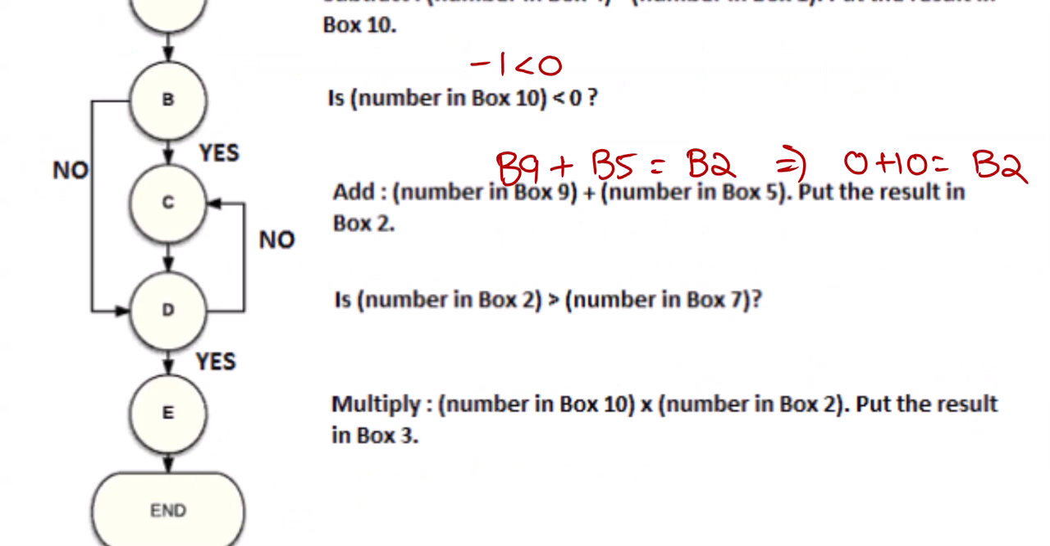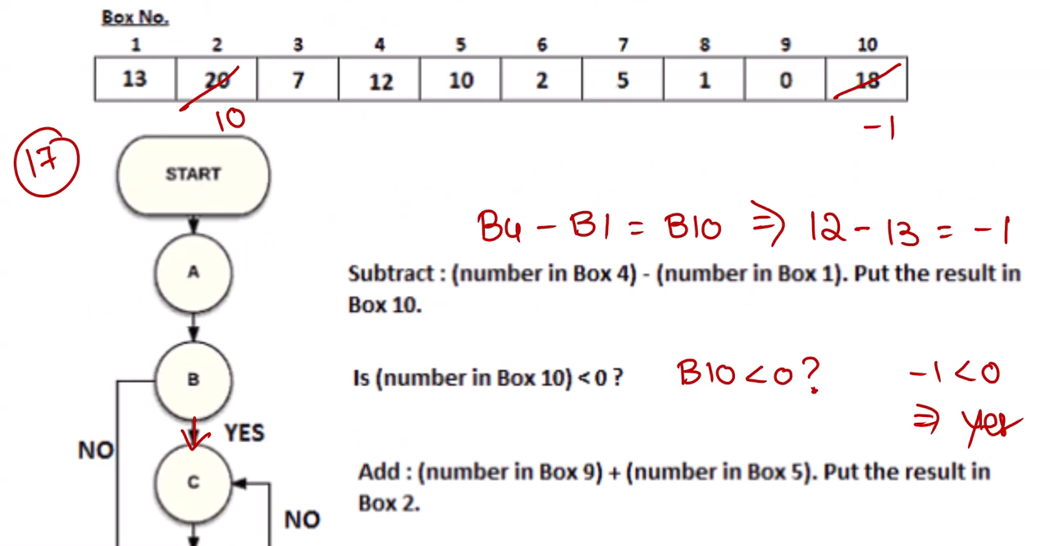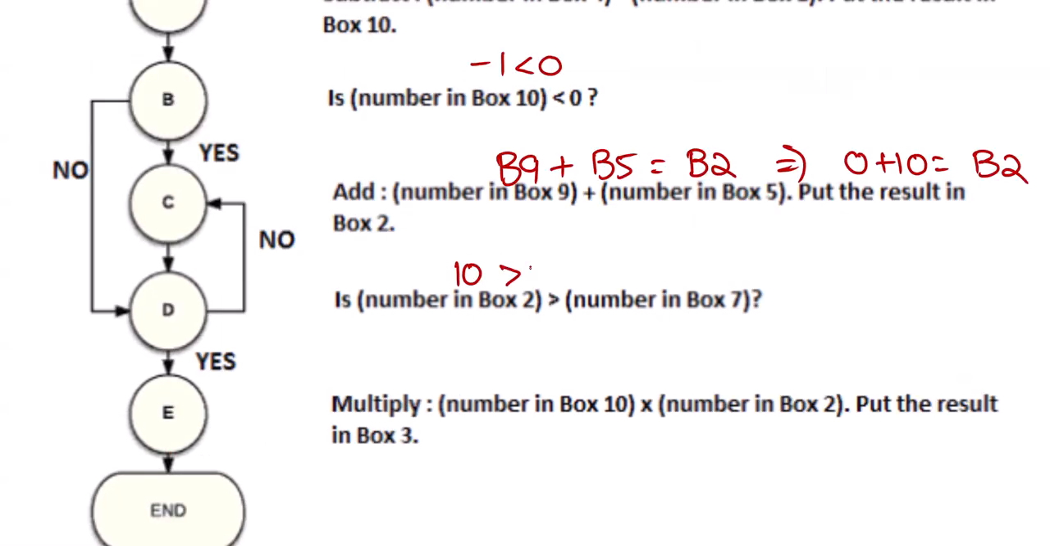Next one is number in box 2 greater than number in box 7. Number in box 2 is 10, we got the updated one. Box 7 is 5. Yes, 10 is greater than 5. Otherwise, you need to go to the previous step and keep changing the box 2 values. So it is true. Here also true, here also true. We are going for the path, no issue.